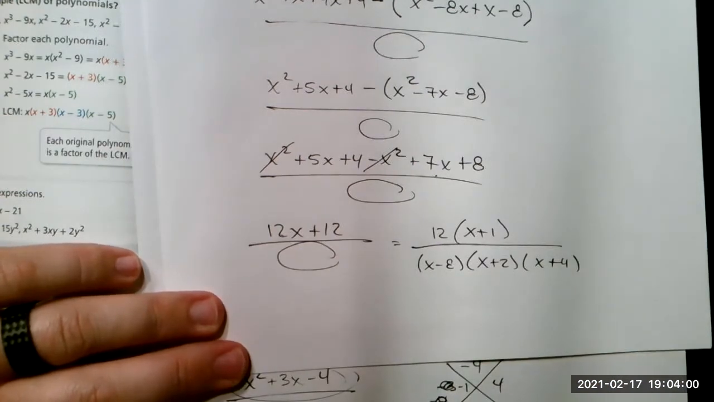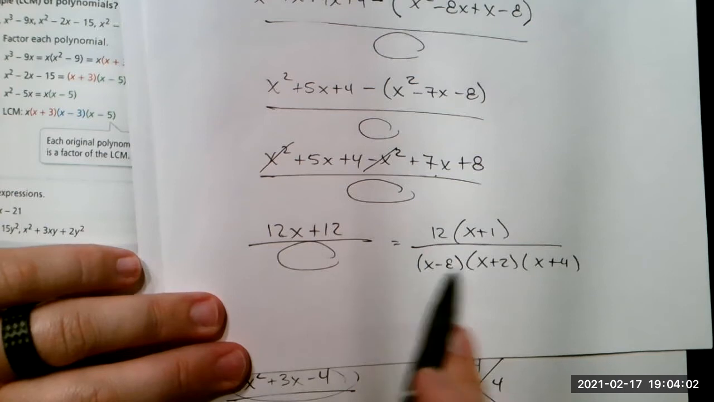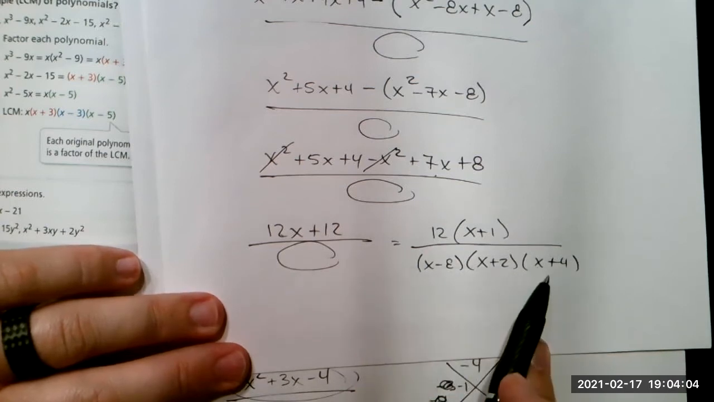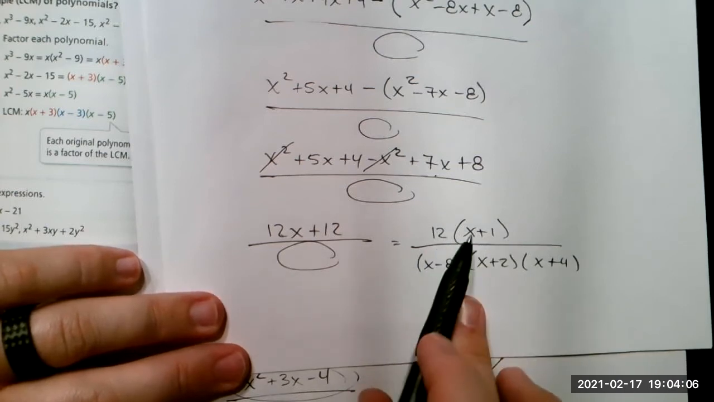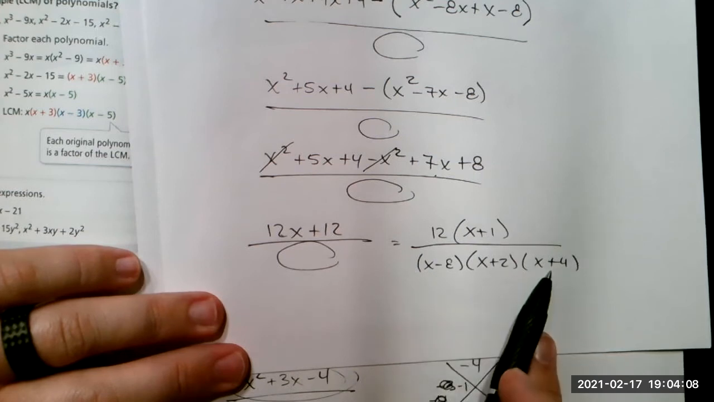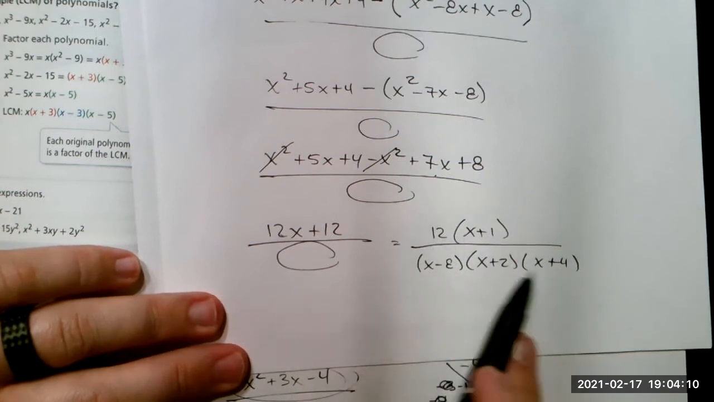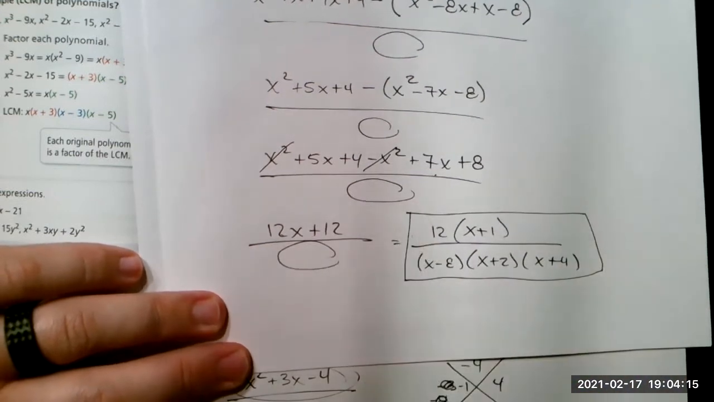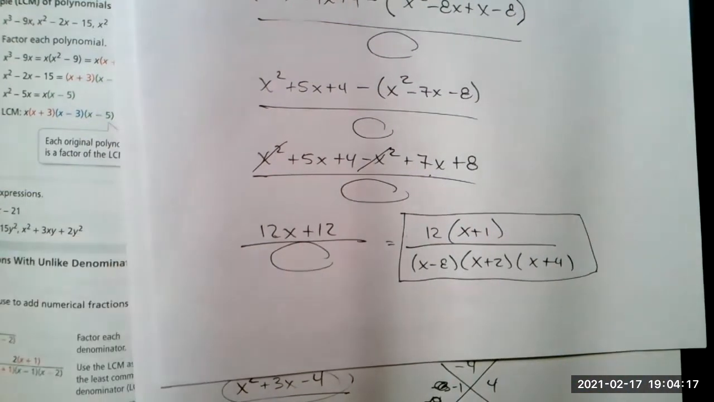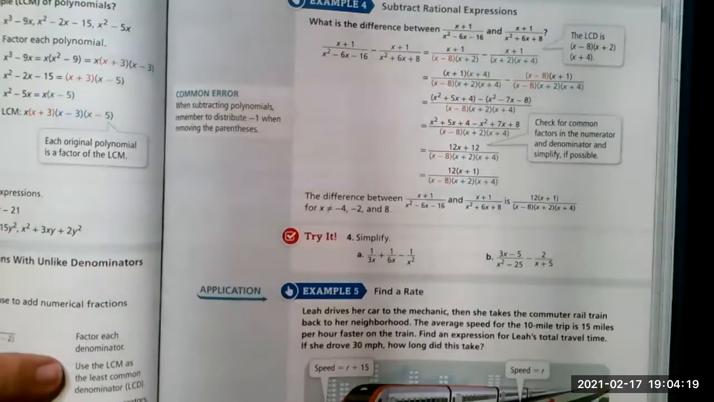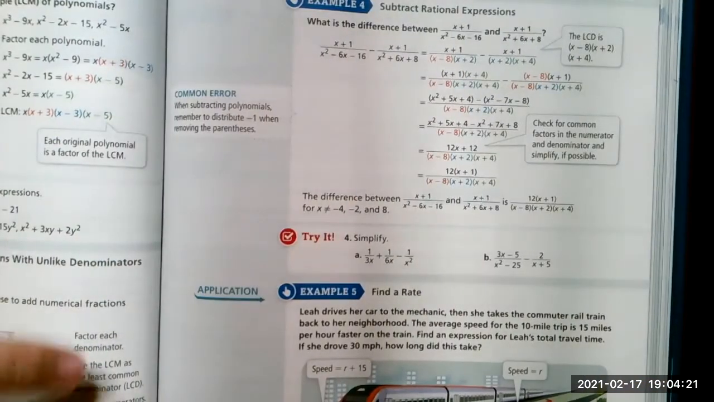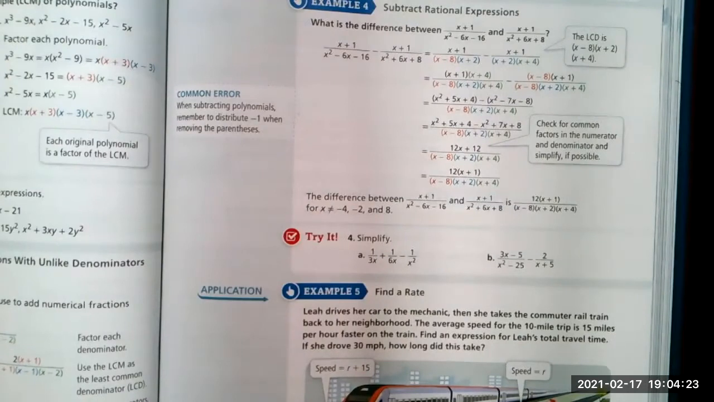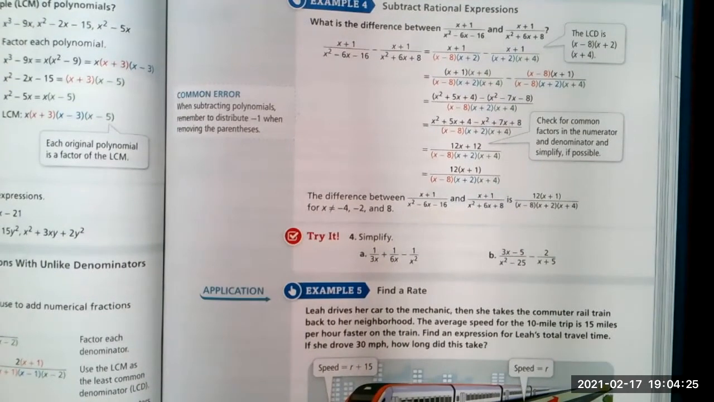Does anything cancel out? Well, there's a 12 up top, no 12 or no multiple of 12 down below. There's an x plus 1 up top, no x plus 1 down below. So nothing is actually going to simplify out here at the end. That would be my final answer. Let's make sure this is the case in the book. Yep. I just always like to make sure I didn't misread something or do something wrong.